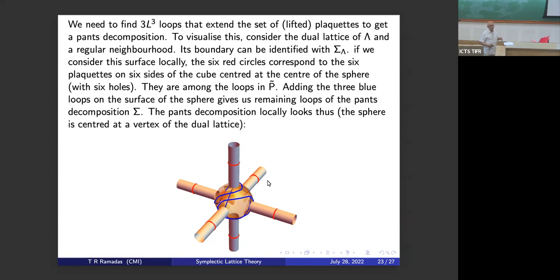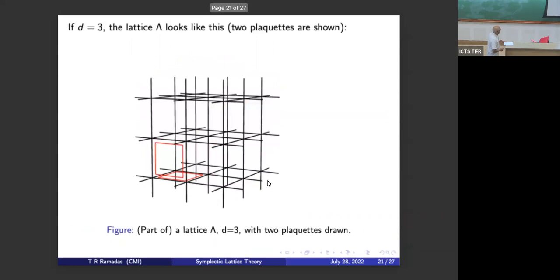Now, armed with that evidence, I'm considering the specific case of a 3-dimensional periodic lattice. Let me repeat, start with the 3-dimensional periodic lattice. For each cube, there will be six of these plaquettes, each shared between 2 cubes. So there will be 3 L cubed. If L is the number of sites, the periodicity in each direction, there are L cubed vertices. There are 3 L cubed plaquettes.